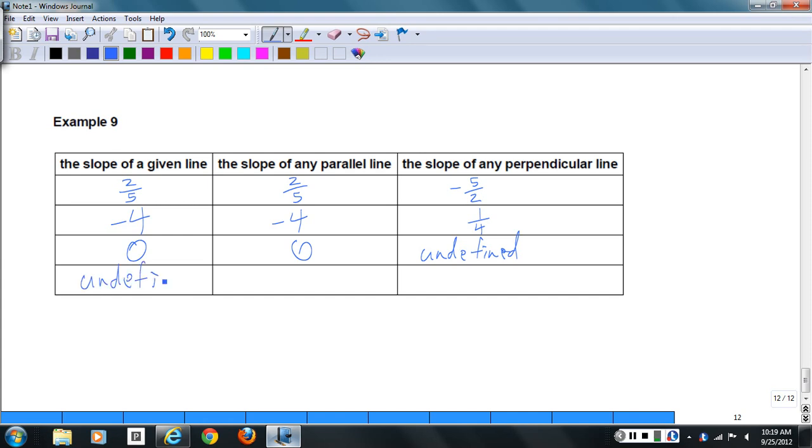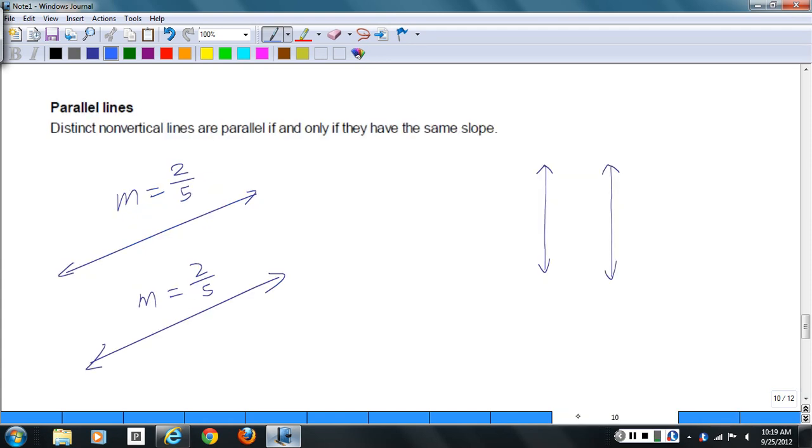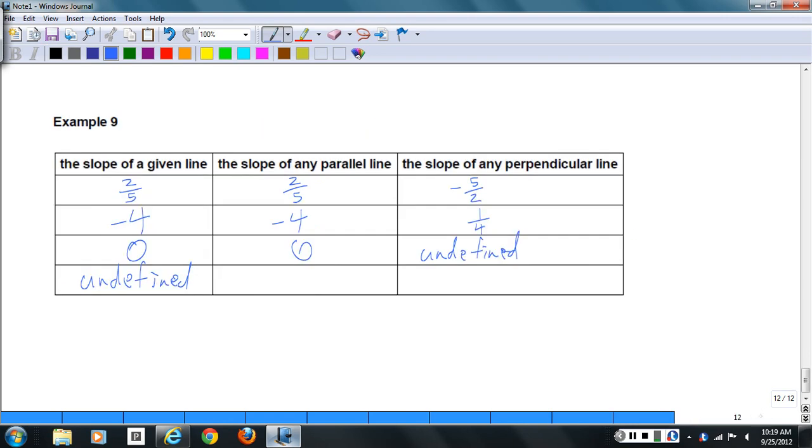We said a moment ago, what do we say? These two lines are parallel, even though neither one of them has a slope. So if we have a line that doesn't have a slope, a parallel line is also going to be vertical and also not going to have a slope.